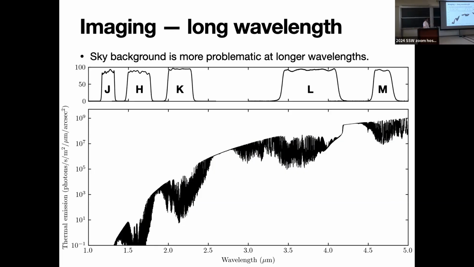Also at long wavelengths, this has been mentioned before in previous talks, we have a problem with the sky background. What I'm plotting here is the thermal emission in photons per second per meter squared per micron per arcsecond squared. It's a very complicated unit, as a function of wavelength. If you compare between the K and the N band, you can see there's a 100,000 times increase in the sky background. So this is very problematic in terms of detecting faint objects in the thermal infrared.